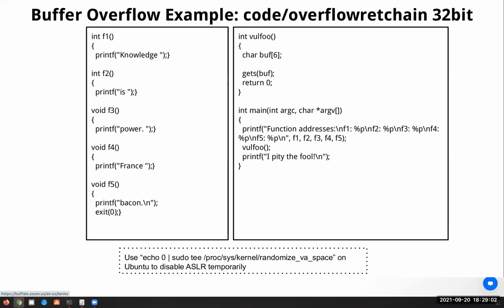So we have the vulnerable function, and we have the main function, which prints out the function addresses of all those 5 functions, and we call that vulnerable function. So our goal is to print out "knowledge is power, France is bacon." So we're going to call the function f2 twice.